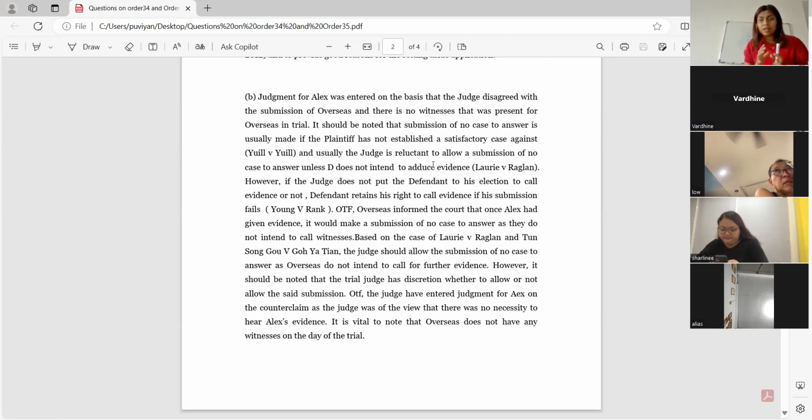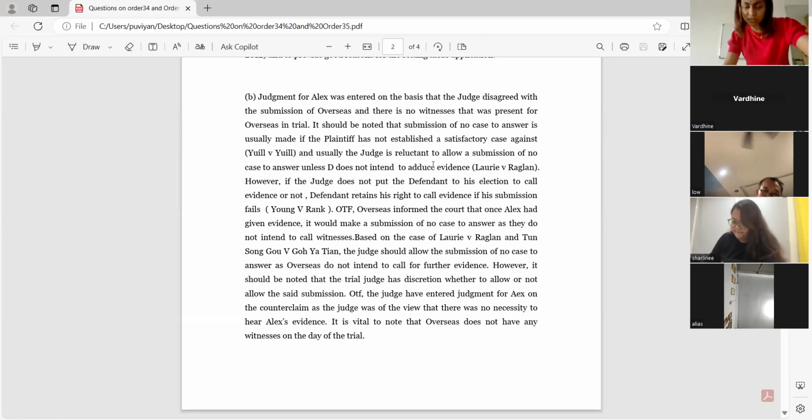The only thing you all must understand about submission of no case to answer is that it's not as of right. You can only make a submission of no case to answer if you are of the view that the plaintiff has not established a satisfactory case. Here on our facts, who is making a submission of no case to answer?